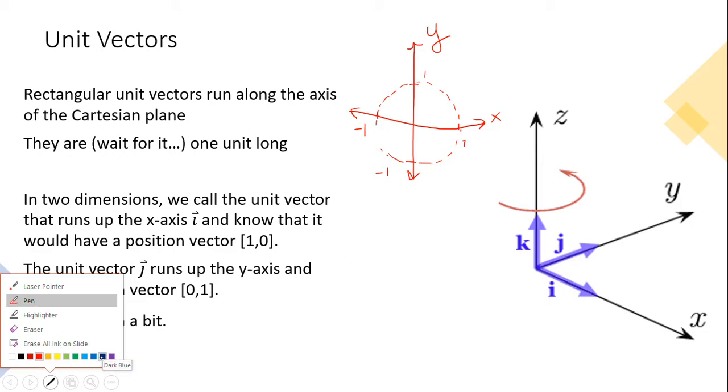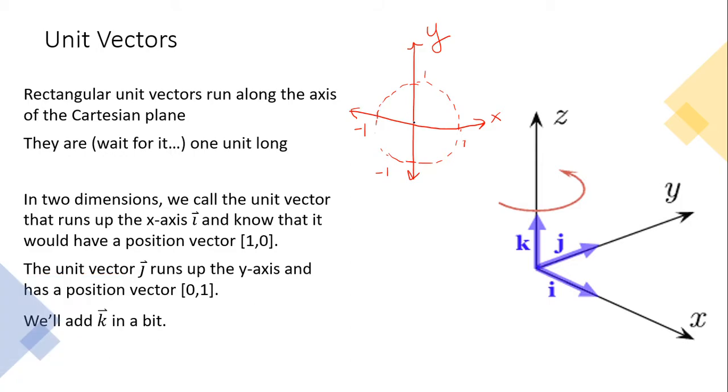So let me try and change colors here. If we have our i, it always looks like this, and it goes, in this case, oh sorry, no, this is j. My bad. Okay, so this is j, switching it over.